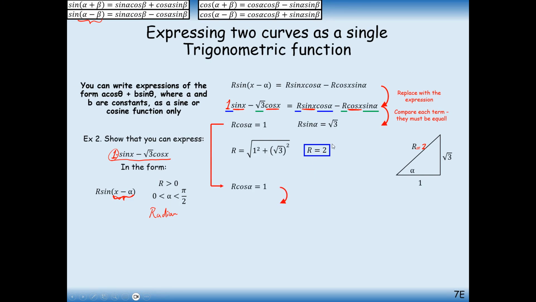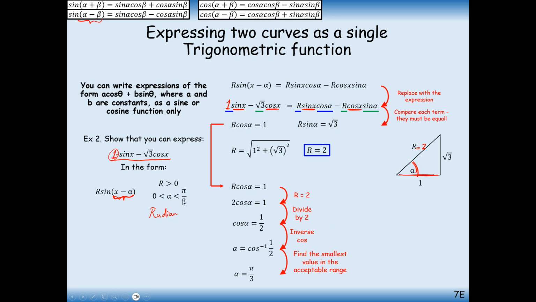So we substitute the value of R that we found in the previous part. So cos alpha is 1 over 2. You could read that off from this angle here. We say adjacent side over hypotenuse is 1 over 2. And you take inverse cos of 1 over 2, and you end up with pi over 3, making sure that our answer is within the range. Yes, pi over 3 is less than pi over 2, so we write it up neatly. We write 2 sine of x minus pi over 3. So this expression is equal to 2 sine of x minus pi over 3.